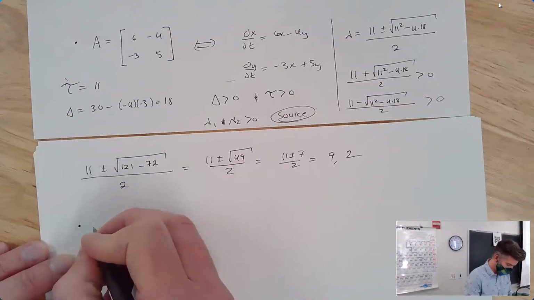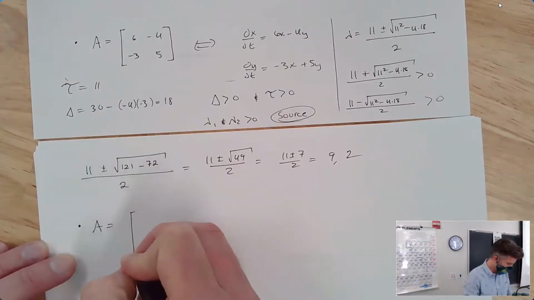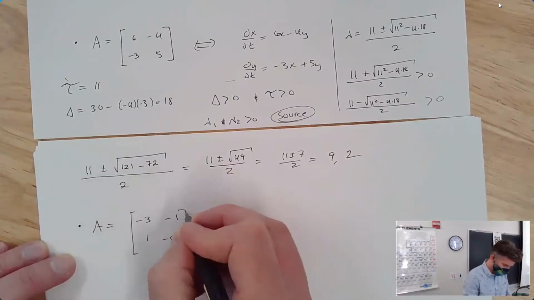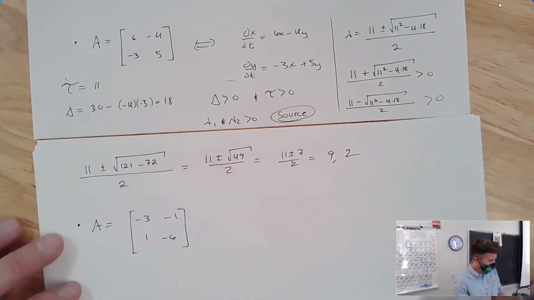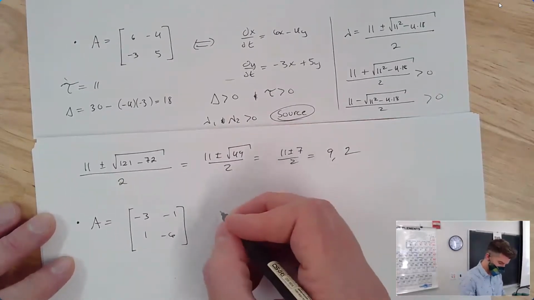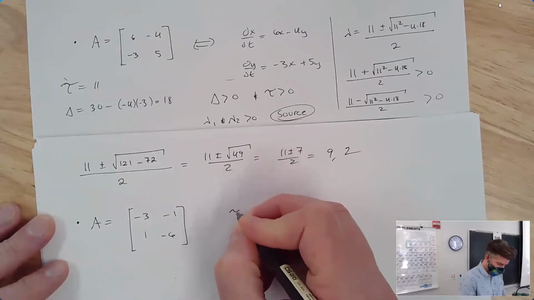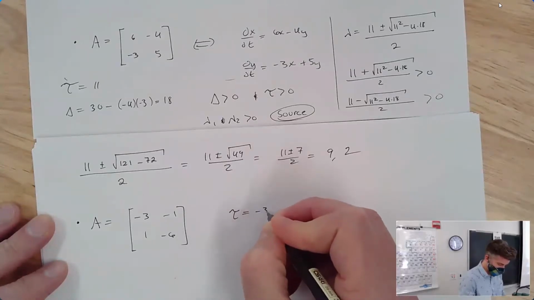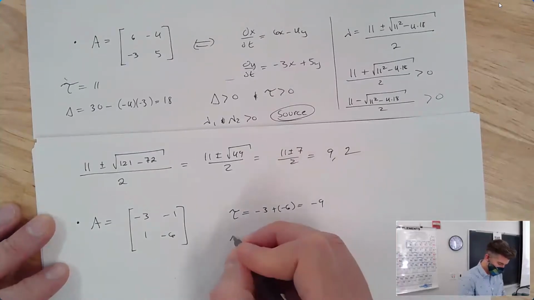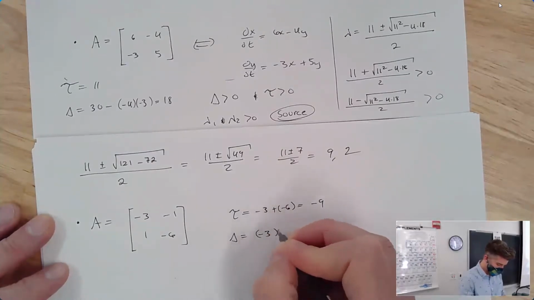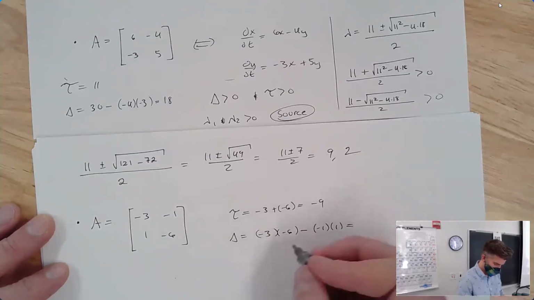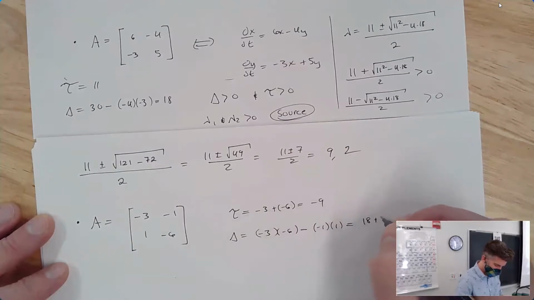Let's look at this last example. Let's say this is our matrix, -3, -1, 1, -6. And we can find the eigenvalues in any which way we want. So let's do it the new way. Our trace here is -3 plus -6, which is -9. And the determinant is -3 times -6 minus -1 times 1, which is 18 plus 1, which is 19.